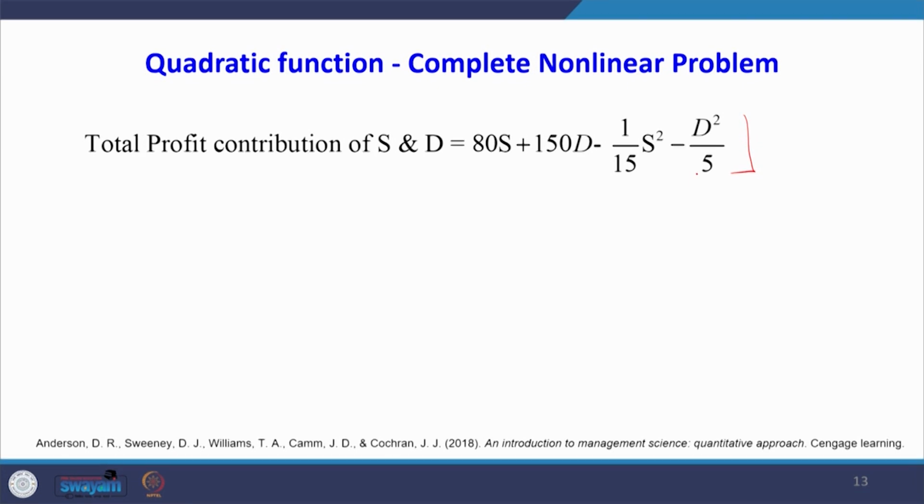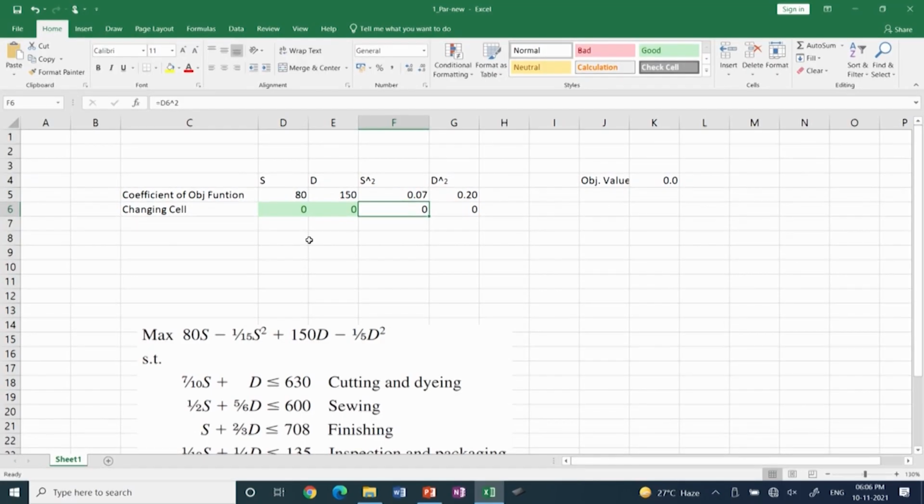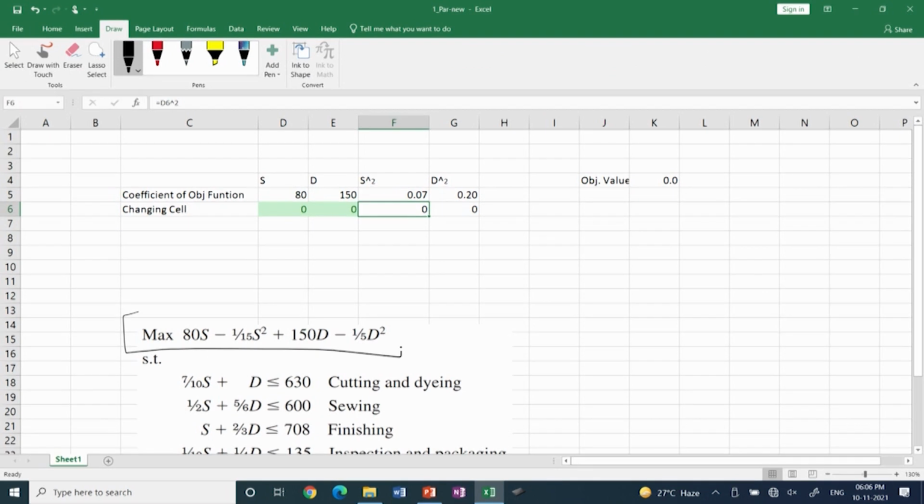What is that equation? 80S plus 150D minus S square upon 15 minus D square by 5. Now, I am going to solve this function, that is, maximize 80S minus 1 upon 15 S square plus 150D minus D square upon 5. Look at the formulation in Excel.